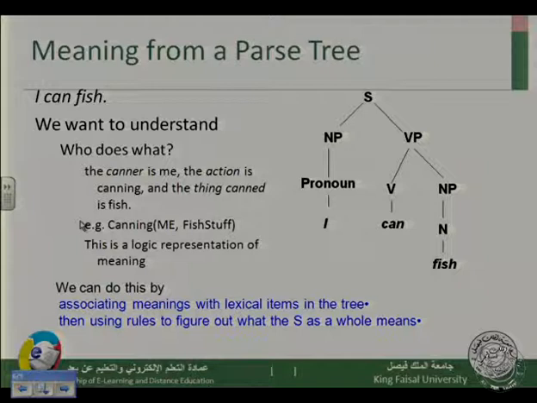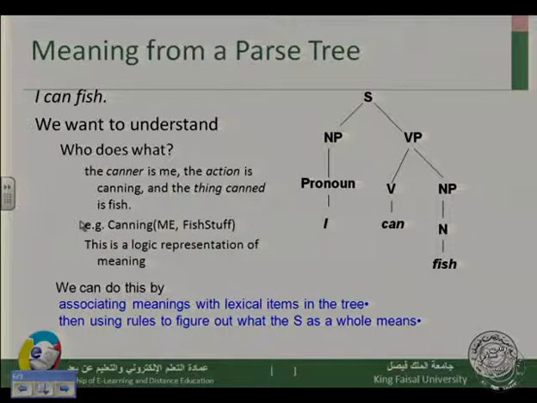So I can fish. We want to understand who does what. The canner is me. So I am the canner. I am the person who puts the fish inside the can. The action is canning, and the thing canned is fish. So this is the explanation of the sentence. How do we explain this to the computer? We need to add these special codes. So this is the parsing tree.